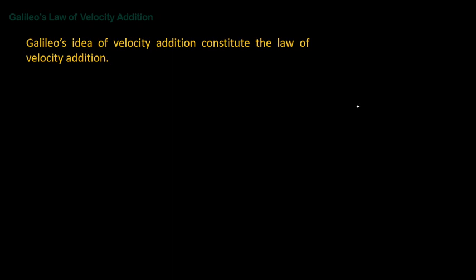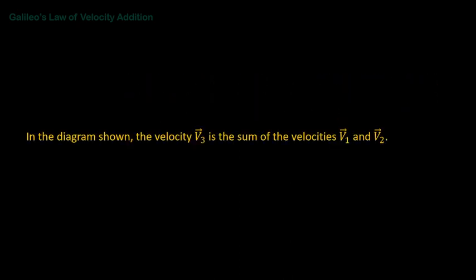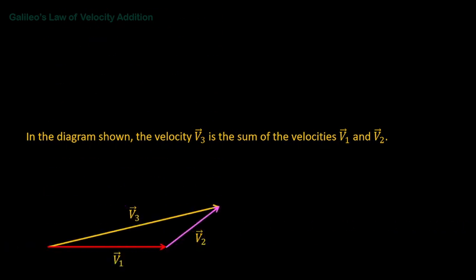Galileo's idea of velocity addition constitutes the law of velocity addition. We say that the velocity of an object relative to the ground is the sum of two velocities, namely the velocity of a ship relative to the ground and the velocity of the ball relative to the ship. The ball is moving on the ship. In the diagram shown, the velocity v3 is the sum of the velocities v1 and v2.